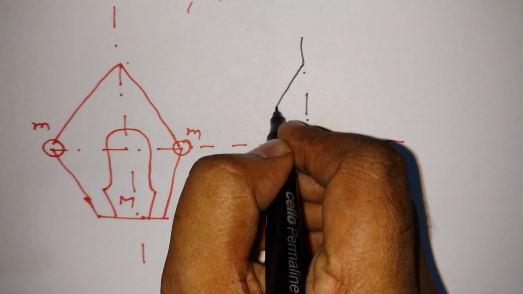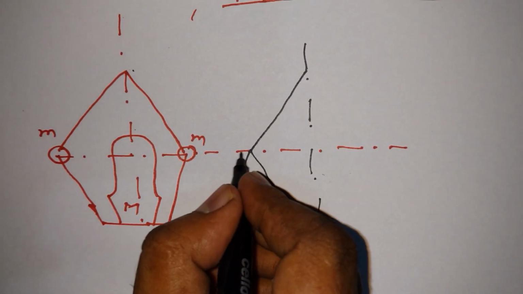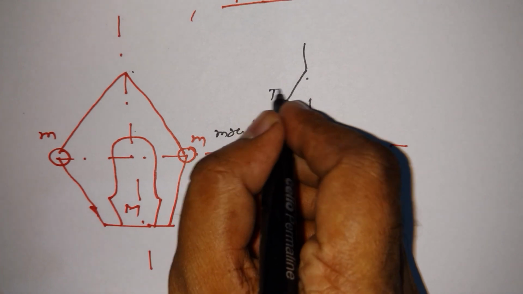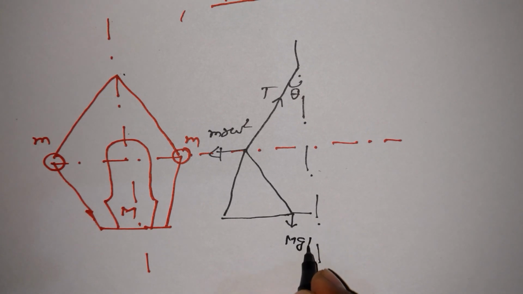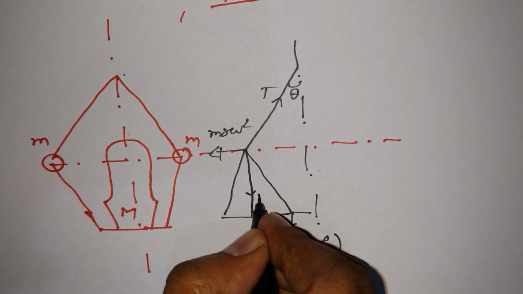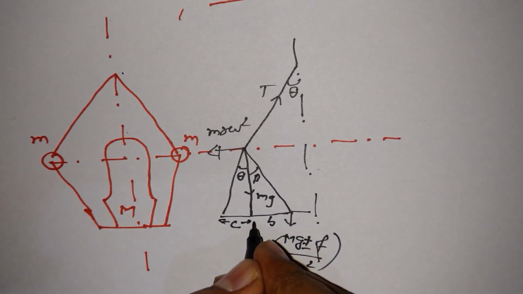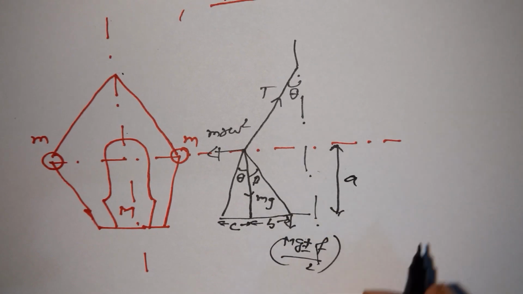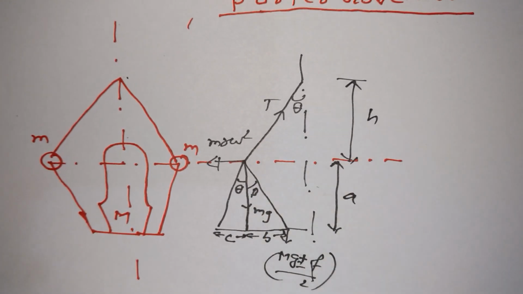So first of all, we are going to draw like this, then here, then here, then here. So here we got a ball. Because of this ball, a centrifugal force will act. This is tension, this is theta. This is mg plus minus f by 2. This is mg, this is theta, this is beta, this is c, this is b. This is what we are taking as a, we can say. This is the height of the governor, let's say h.